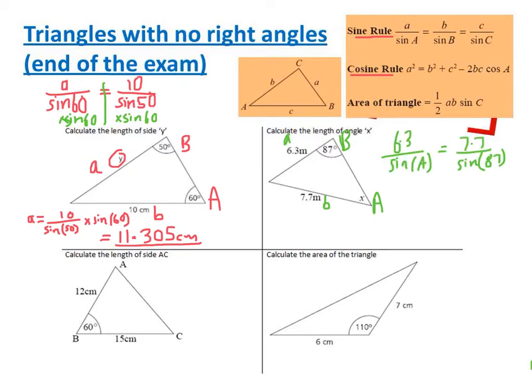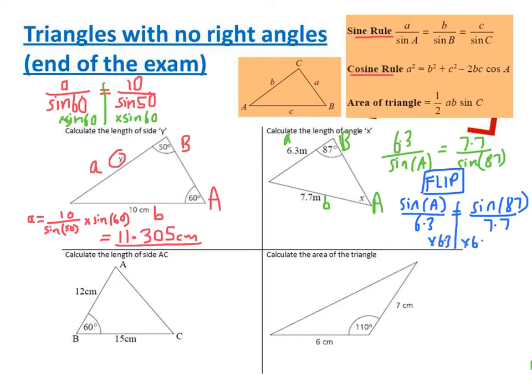The important thing to note at this point of the question, because the unknown I'm trying to find out is on the bottom of this fraction, I need to flip both fractions to make it be on top. Okay, so the unknown is now on the top, and at the moment I've got sine A divided by 6.3. So again, the opposite of dividing by 6.3 is to times both sides by 6.3.